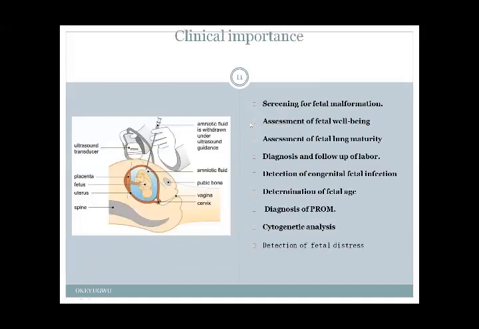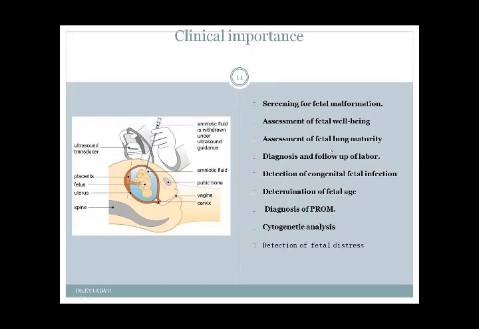So, what is the clinical importance of it? It is a screening for malformations. How? When we do amniocentesis, the amniotic fluid is withdrawn under ultrasound guidance, and then it can be assessed for different diseases. Assessment of fetal well-being can be done if the fluid is adequate according to gestational age. It is a good predictor for good fetal development.